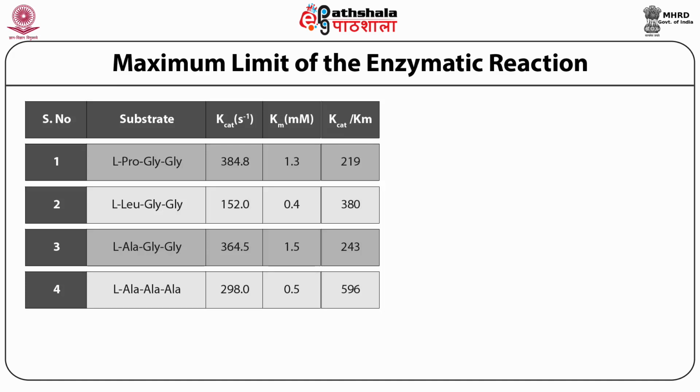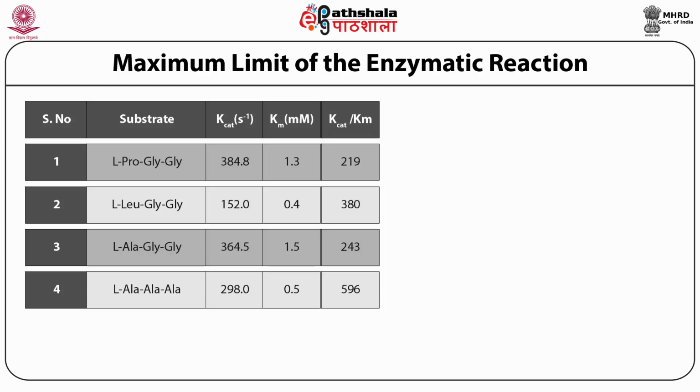First question is, which substrate is hydrolyzed most rapidly? When we are talking about substrate hydrolysis, you have to see which substrate has the highest kcat by Km, because if it has the highest kcat by Km, then it has the most efficiency. Therefore, of all the four substrates, the fourth substrate, L-alanine, alanine, has the highest kcat by Km. Therefore, it is the answer to this question.